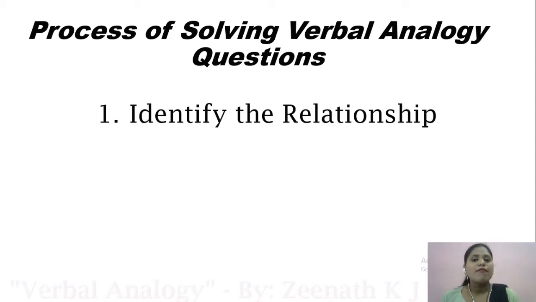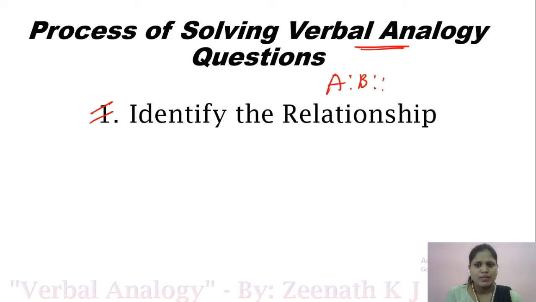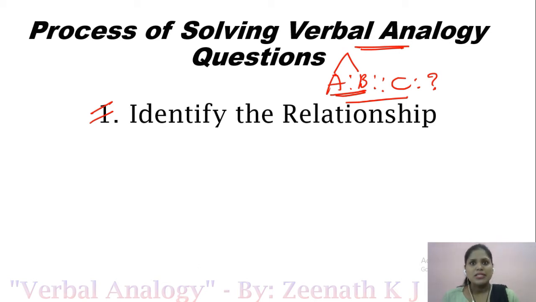The first step is to identify the relationship. Remember, verbal analogy is all about relationship. If the question says A is to B as C is to what, unless I know the relationship between A and B, I don't think I would be able to proceed with the answer. Why? Because you need to know the connection between A and B first.